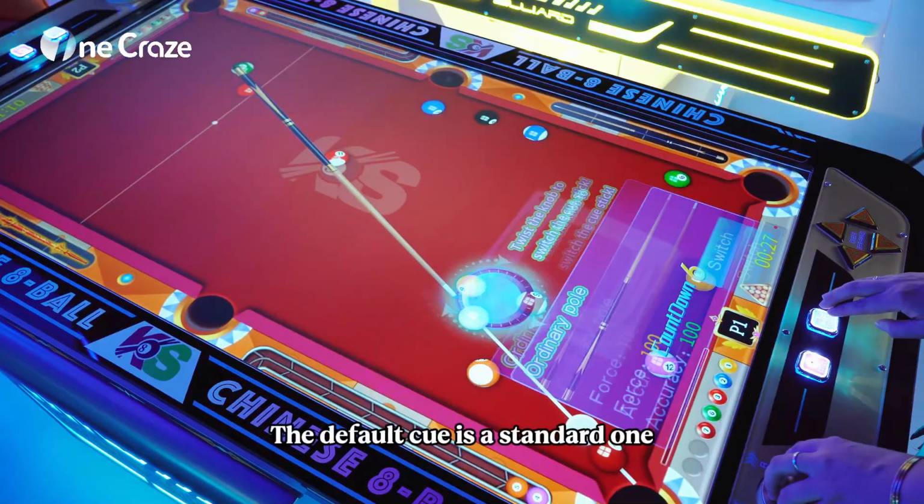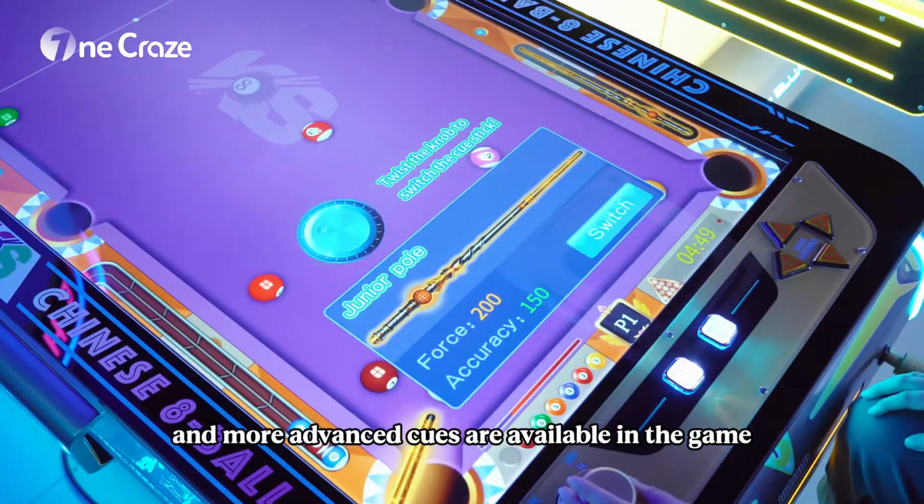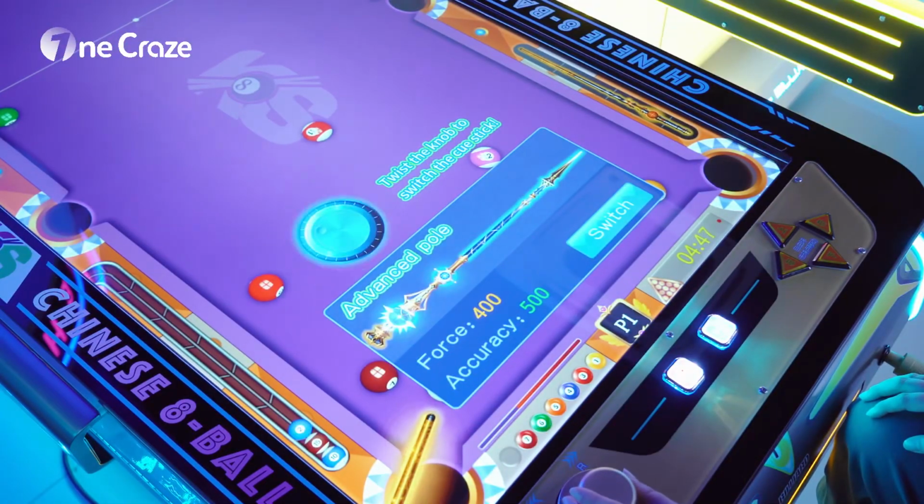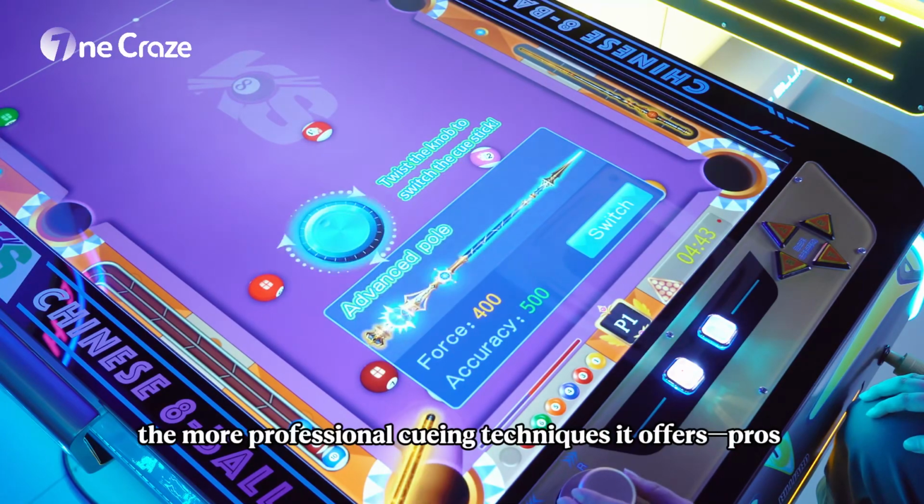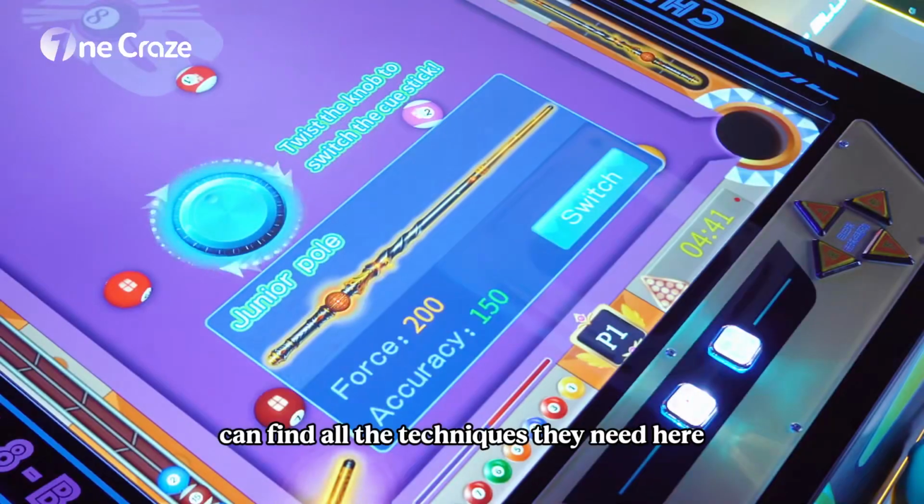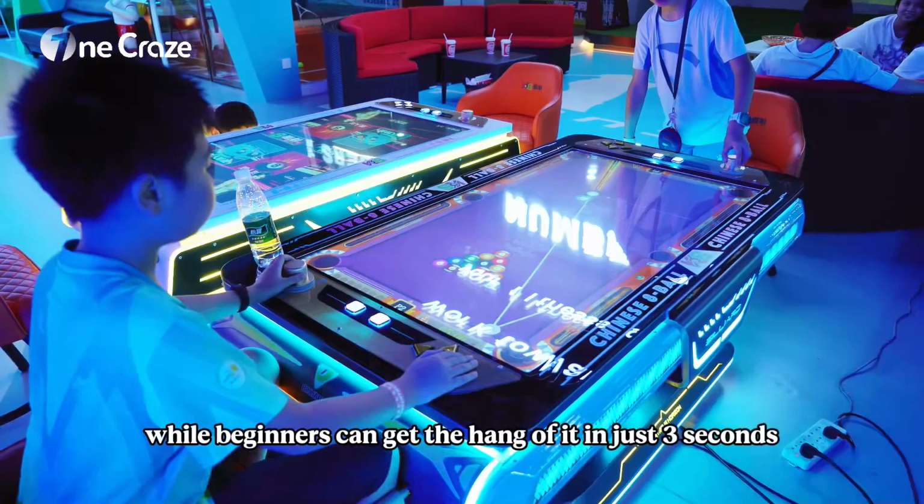The default cue is a standard one, and more advanced cues are available in the game. The higher the cue level, the more professional cueing techniques it offers. Pros can find all the techniques they need here, while even beginners can get the hang of it in just 3 seconds.